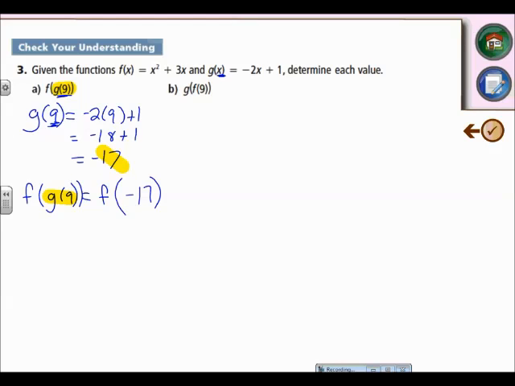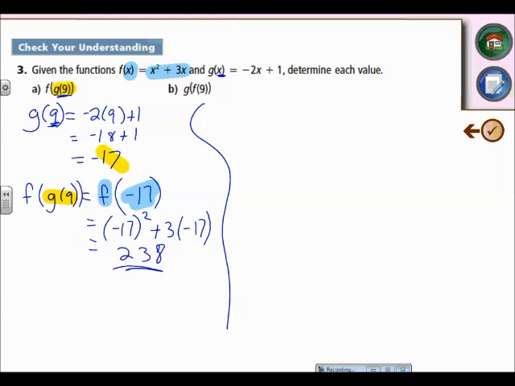And now we're just saying, wherever you see an x in the f equation, put -17. So then, there's an x, so -17 squared plus 3 times -17. Plugging that into your calculator, 238. Look at that. And there's your answer to the whole thing.